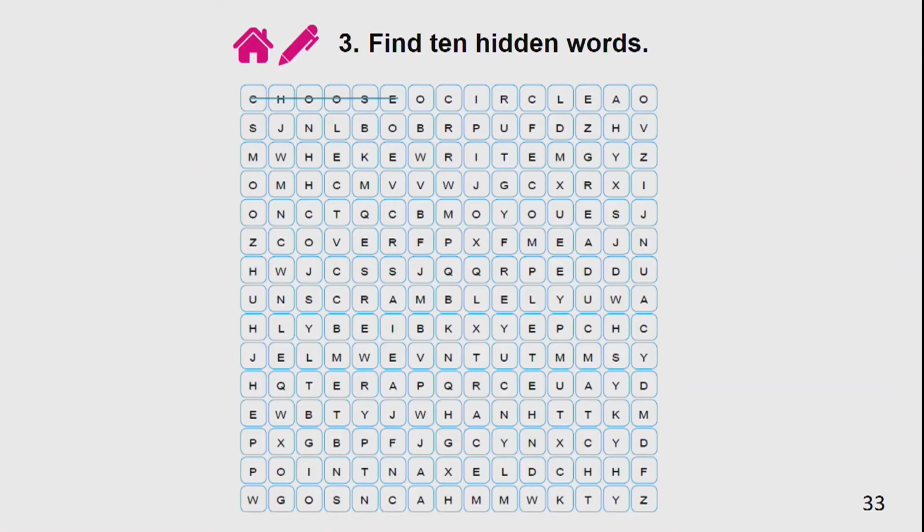Good of you guys. And now it's time for your homework. Look at the exercise 3, page 33. There are 10 instructions hidden in the word search. Find these 10 words and circle them. For example, choose.